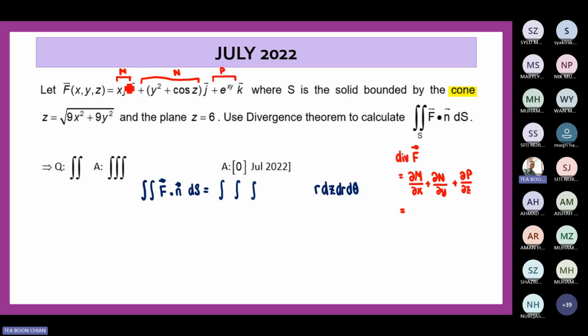So for the first component, if you differentiate with respect to x, you obtain the variable y. Plus differentiate the second component with respect to y, so y squared is differentiated into 2y. The cos z term gives 0. Plus differentiate e to the power xy with respect to z, also 0. So in the end, the divergence here is given by 3y. Remember, y plus 2y equals 3y. So this is your inner divergence function.